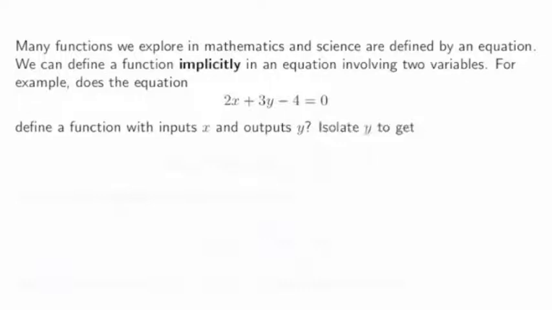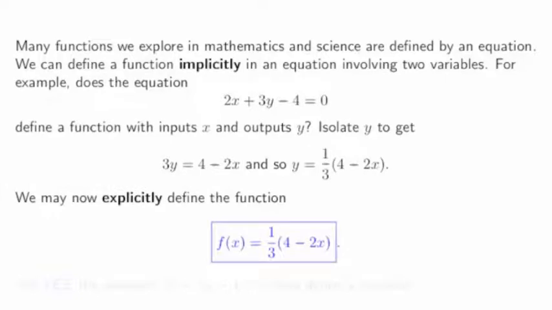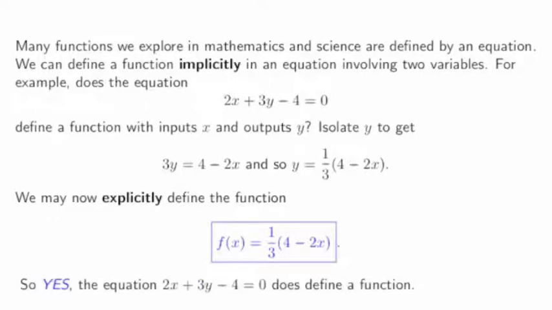outputs y? We can isolate y to get 3y equals 4 minus 2x, and then we can divide both sides by 3, and so y is 1/3 times the quantity 4 minus 2x, and so we now have explicitly solved for the output y. So yes, this is a function, and in fact we can write out f of x is 1/3 times 4 minus 2x. This explains how the input x turns into the output y. So yes, this implicit equation does indeed define a function.